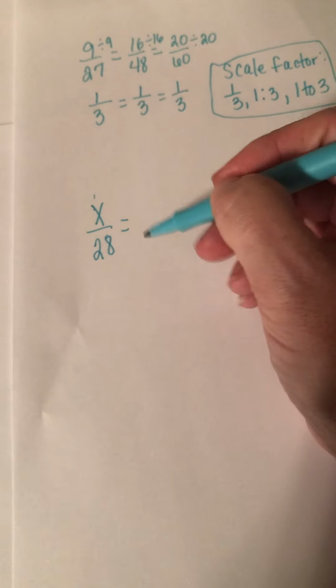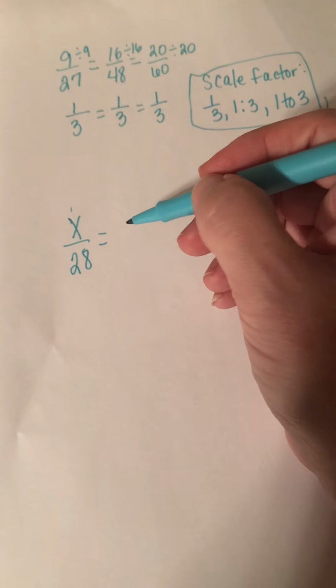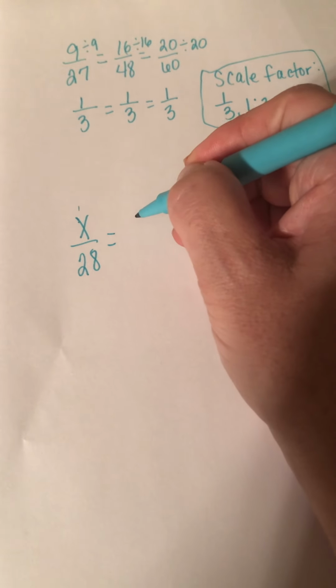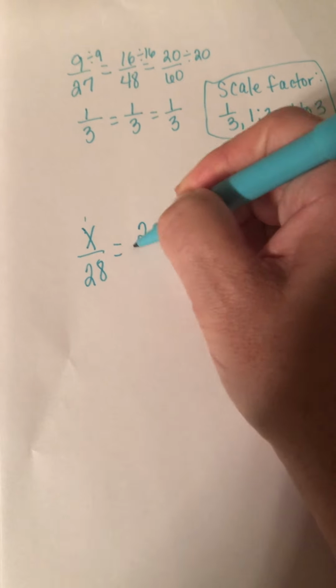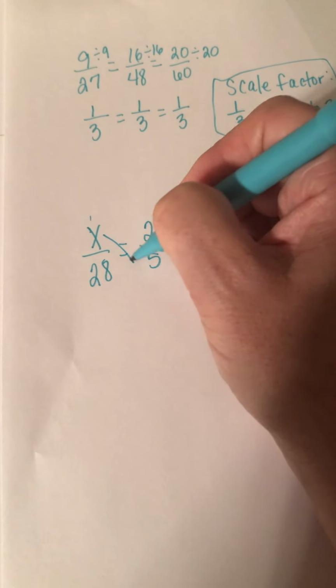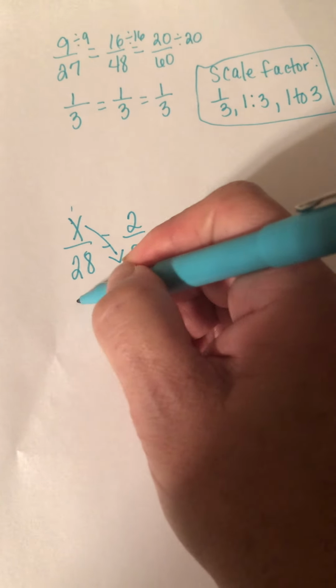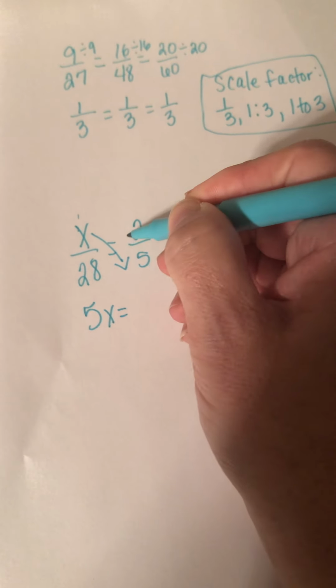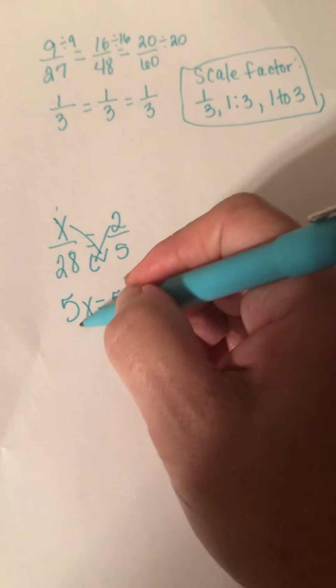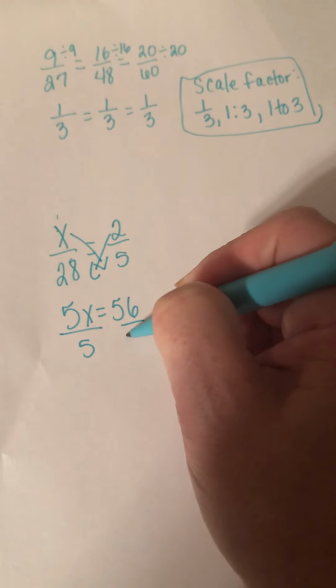Now I need another ratio over here, but I wasn't given any other numbers. However, I was provided with a scale factor of 2 to 5, so I can use that as my other ratio. And then use your proportion solving skills and solve: 5 times X, and over here you get 28 times 2, which is 56. Now to solve for X, we're going to divide both sides by 5.